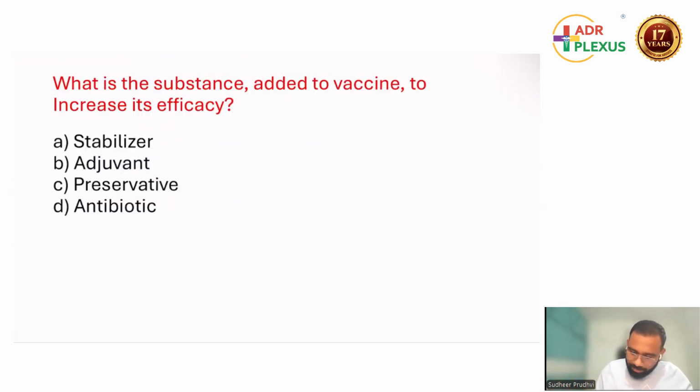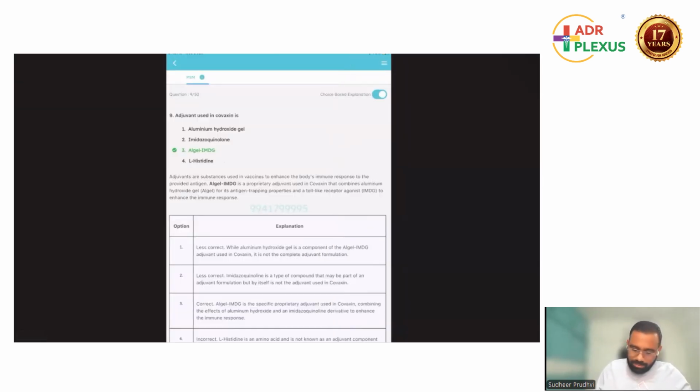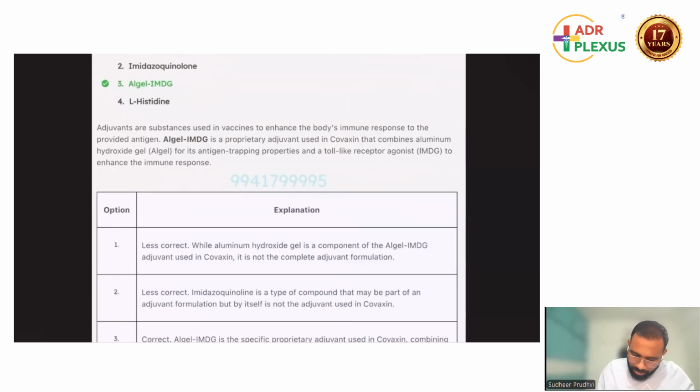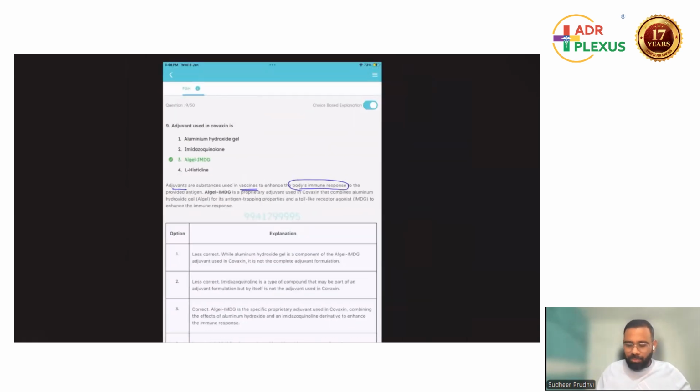What is the substance added to the vaccine to increase the efficacy? Again, this is also a question from our question bank series. So here it is an adjuvant. Answer is adjuvant. You can see it here, it's the MRB subject-wise test, PSM question number 9. It is clearly mentioned here: adjuvants are the substances added to the vaccines which enhance the body immune response. So this is what an adjuvant is.